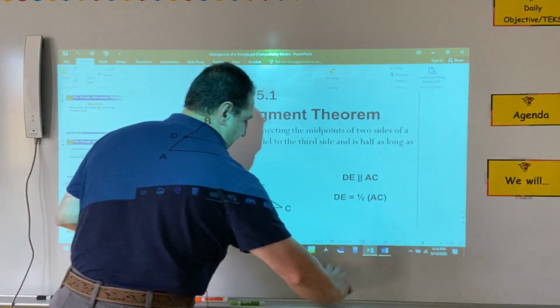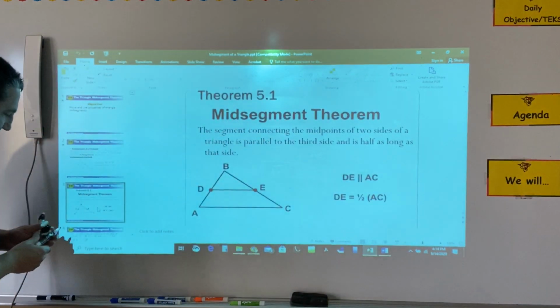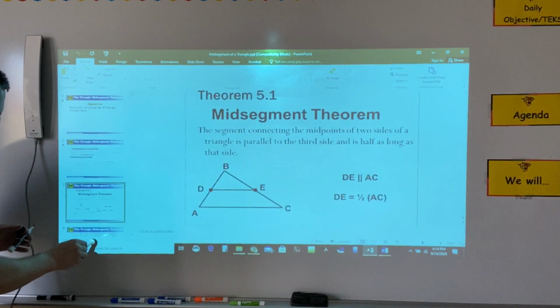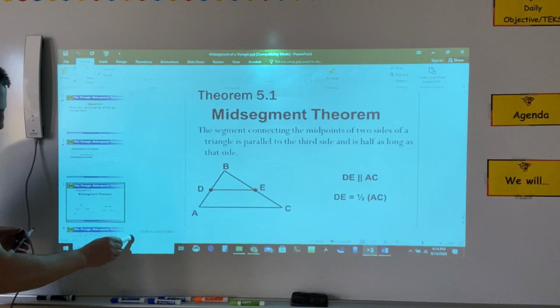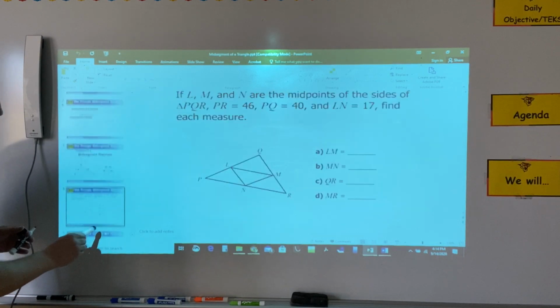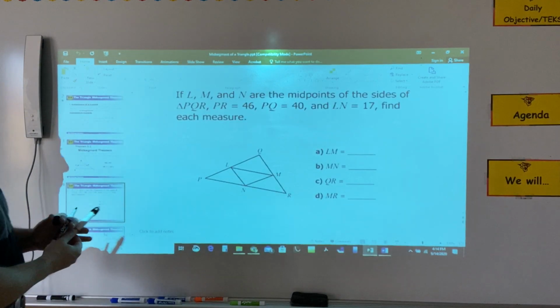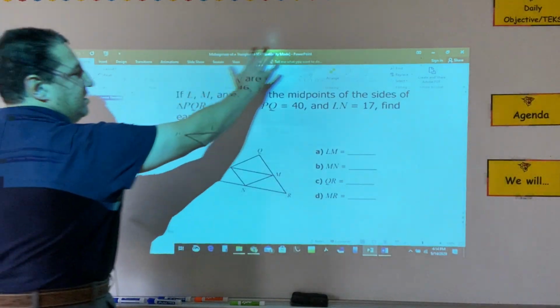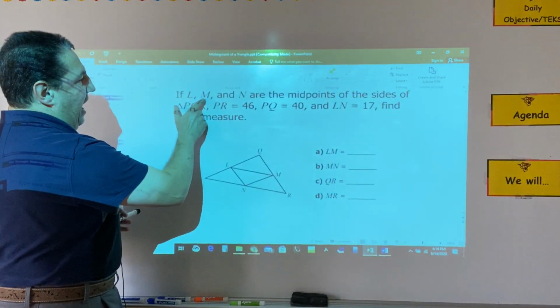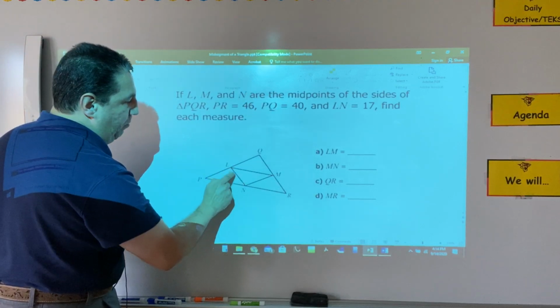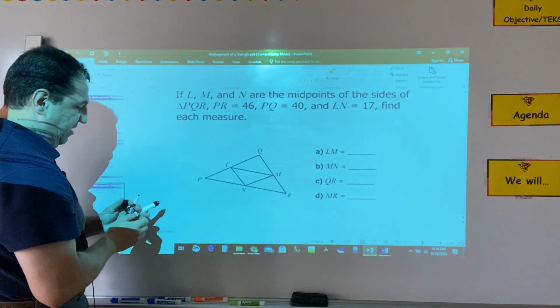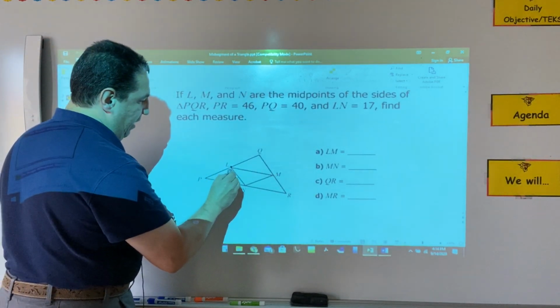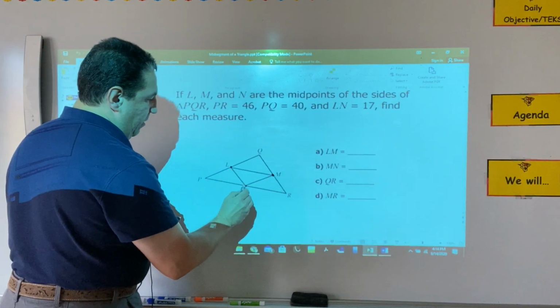Now, let's have some practice problems with mid-segments. In this example, L, M, and N are the midpoints of the sides of triangle PQR, yeah? Good.